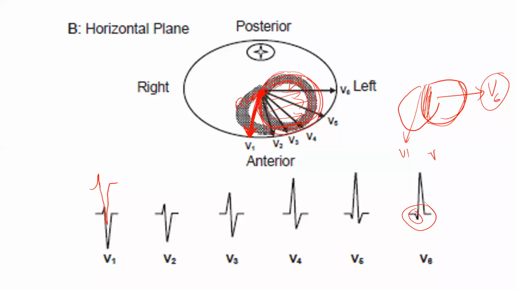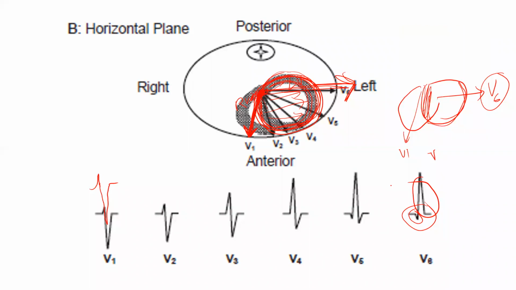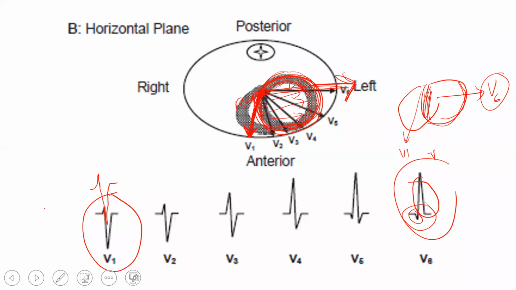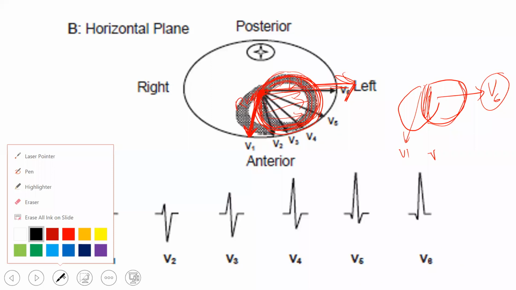Then because there is a large amount of myocardium, and V6 is also facing like this, we are getting a big positive wave here. This is a little bit complicated electrophysiology. If you are not understanding, then another easy way is you can just remember it like this: from V1 to V6, there is a small positive wave in V1 first, okay? There is a small positive wave in V1 which is slowly becoming bigger and bigger by the time it is V6. That much you can remember, otherwise.